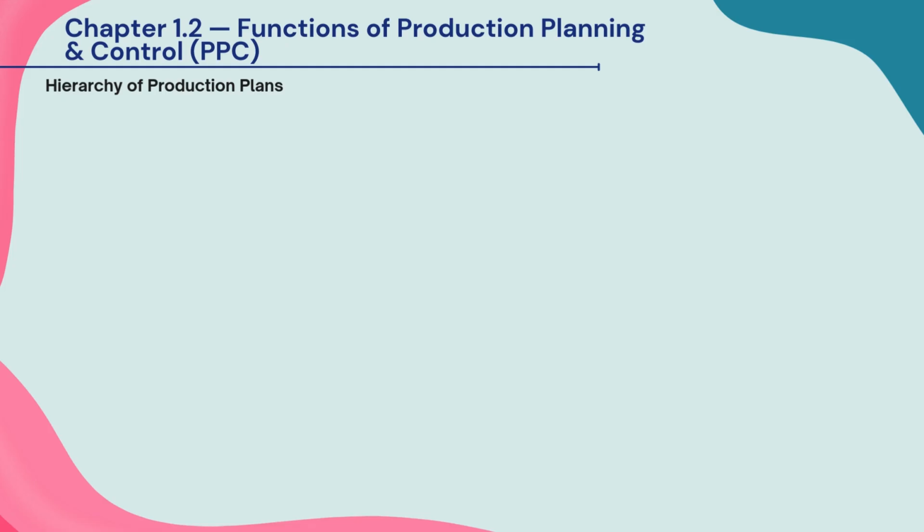The operational level manages the short term, from daily to monthly horizons, producing detailed outputs like the Master Production Schedule (MPS) and shop floor schedules. Together, these layers ensure coherence between long-range goals and day-to-day execution.